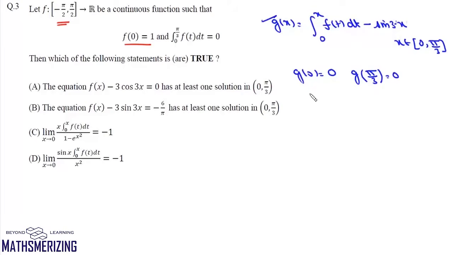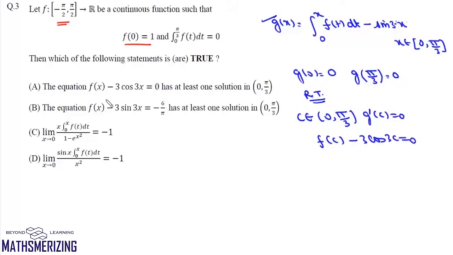That means this function g(x) satisfies the condition for Rolle's theorem. Then from Rolle's theorem we can say there exists at least one c in the interval 0 to pi by 3 such that g'(c) is 0. Now we differentiate this, then we can write this is f(c) minus 3 cos 3c equals 0. So this equation f(x) equals 3 cos 3x will have at least one solution in 0 to pi by 3. That means this option A, it is correct.